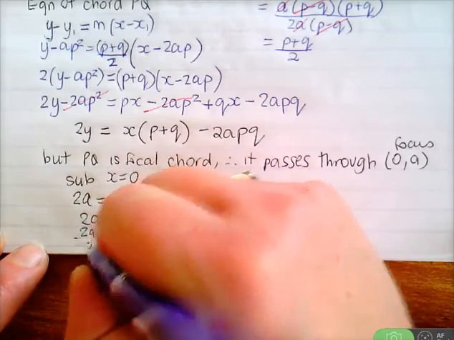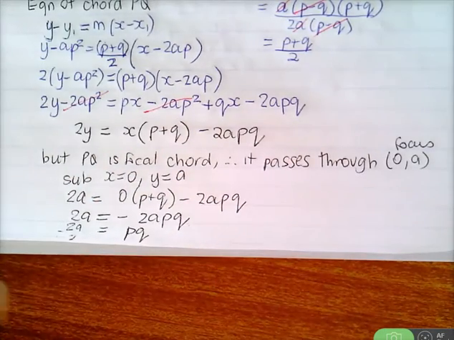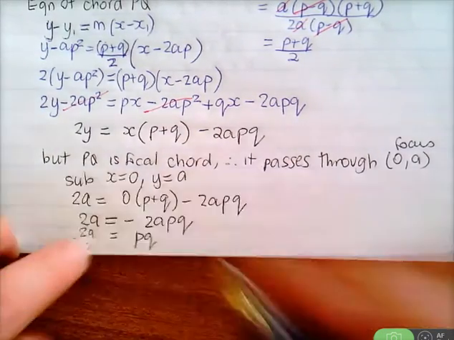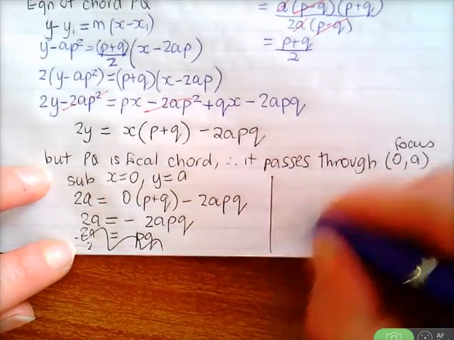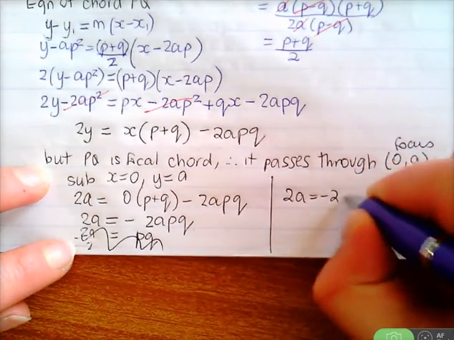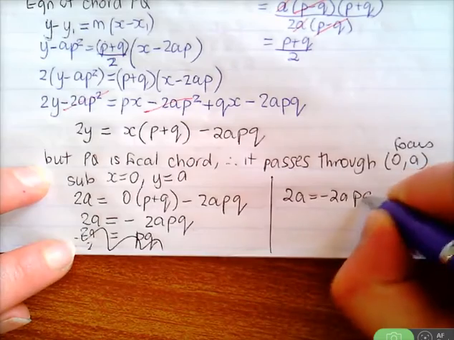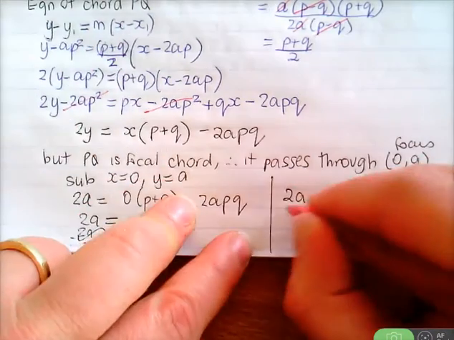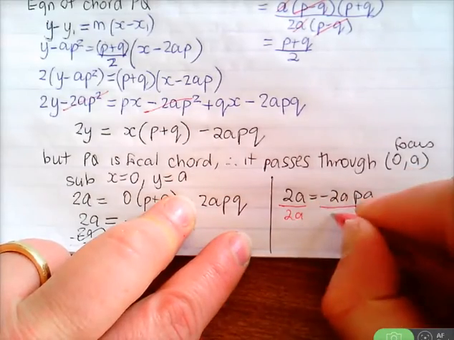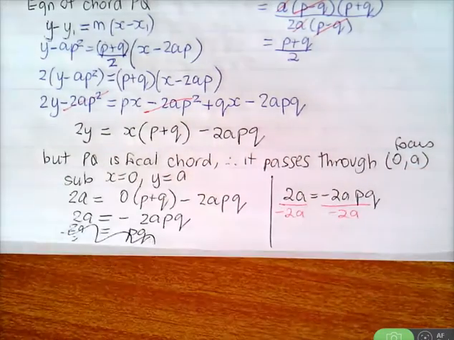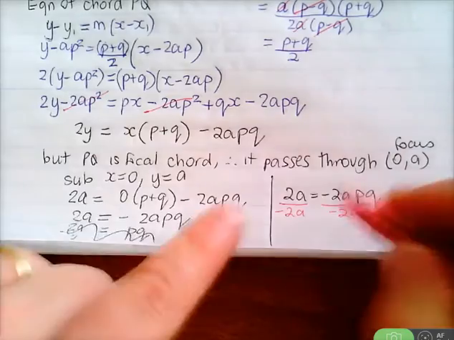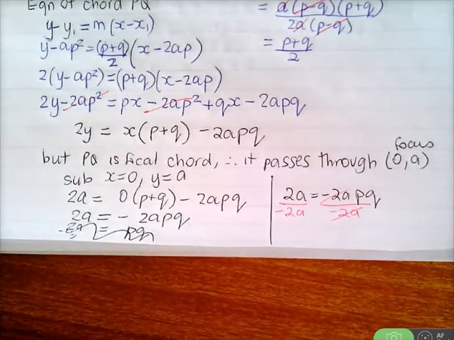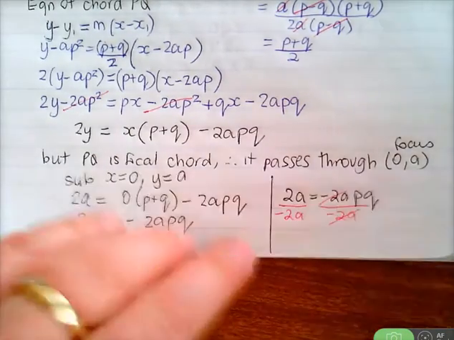2a over negative 2. You're not picking up the minus 2a and taking it over. No. What I've got is 2a equals minus 2a times PQ. That's a times between those. So what you're really doing is dividing both sides by negative 2a. That's what you're really doing. Now the negative 2a's cancel, and you've got PQ is negative 1.